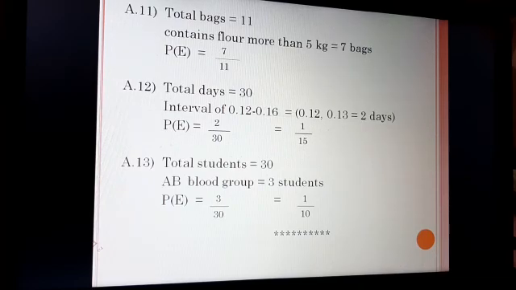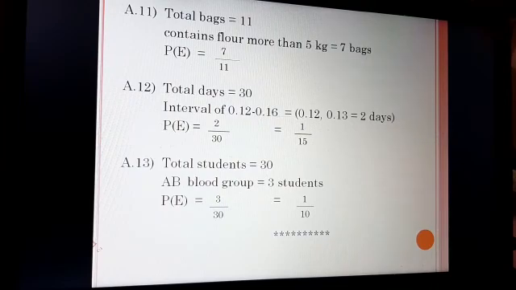In such cases, when we go through this lesson I will teach you once again, but just for a brief idea, whenever an interval is given, we have to take the first one and the ones in between, but the ending one we don't have to take. So here 0.16 was there in the data, but I have not taken it because this 0.16 will be taken in the next interval, that is 0.16 to 0.20. It is not taken in the interval of 0.12 to 0.16. So the data I have taken is only 0.12 and 0.13. So total 2 days, and the probability of the event became 2 upon 30, that is 1 upon 15.